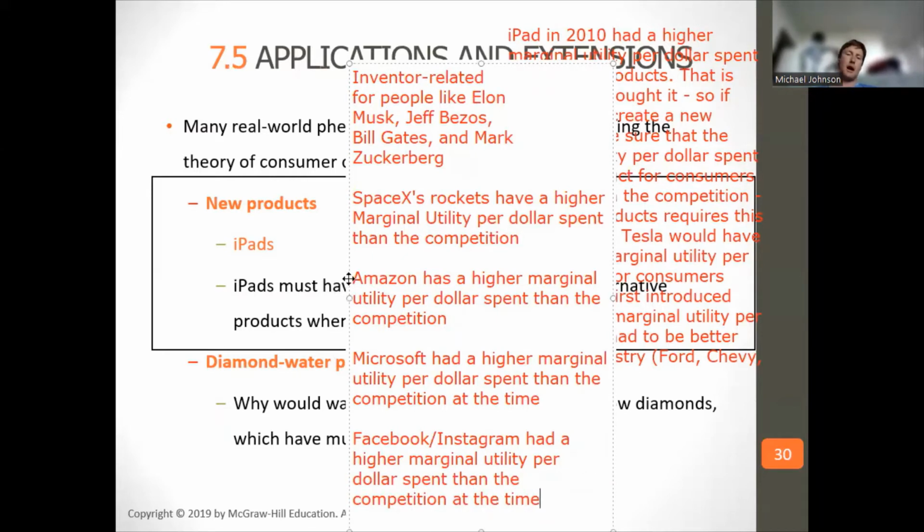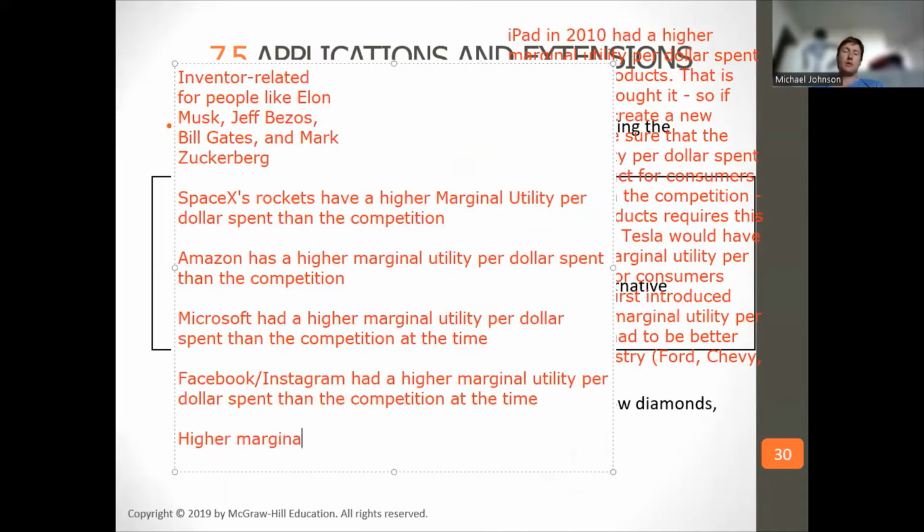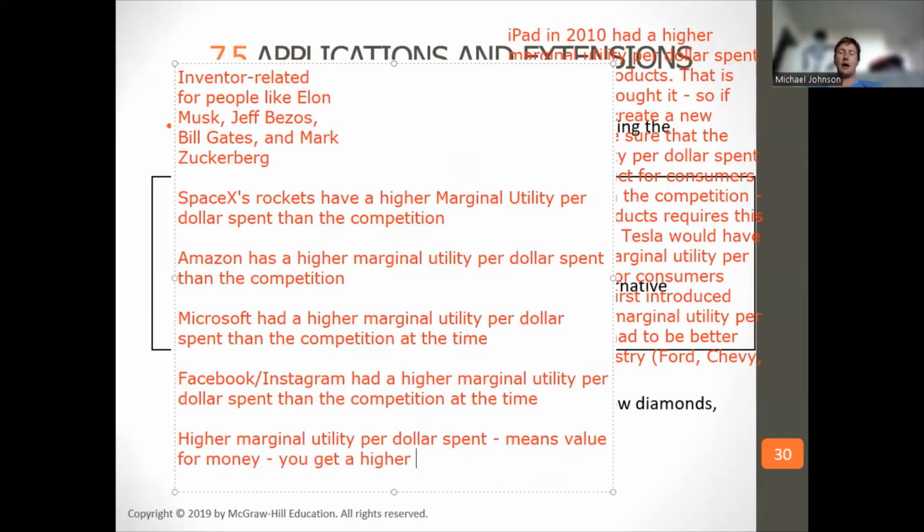When I talk about higher marginal utility per dollar spent, it means value for money. It means you get a higher amount of value for your dollars spent. So that's basically what it is: the value you get out of something.